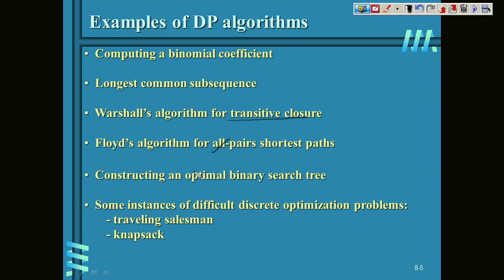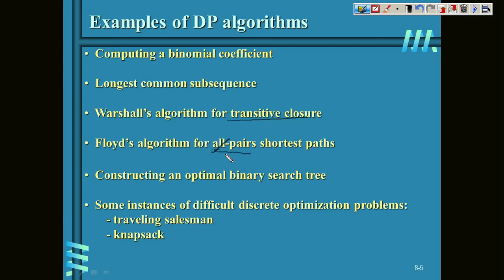Then we have all pair shortest path. Already we have discussed it in the previous lecture. We have single source shortest path. In the single source shortest path, from one source we want to find the path to every other vertex, or you can say to every other destination. And for this we have discussed that Dijkstra algorithm is there. We have discussed the Bellman-Ford algorithm is there.